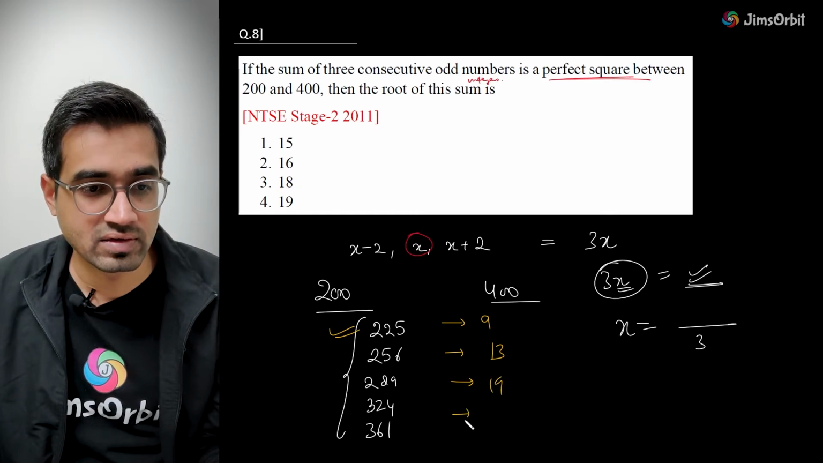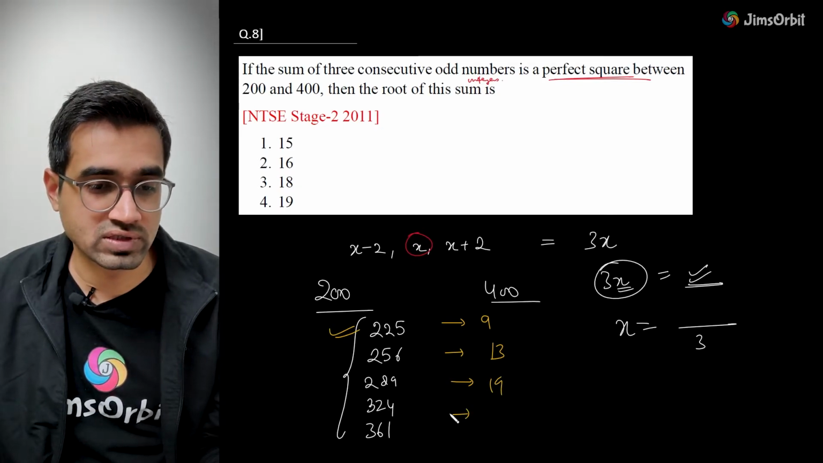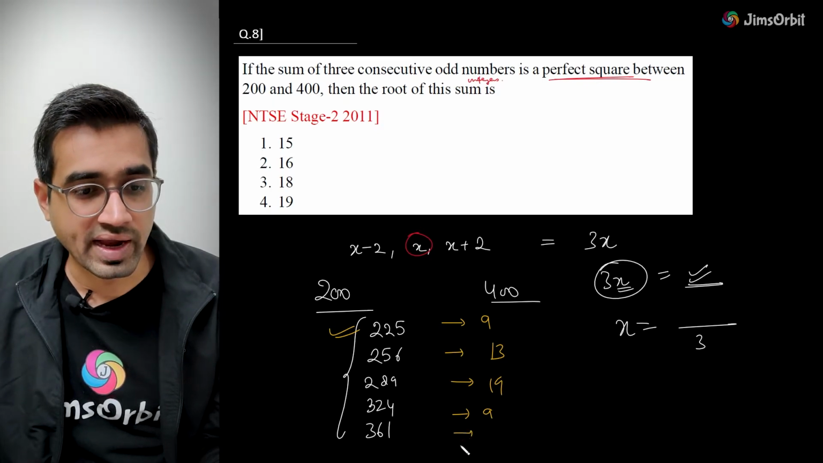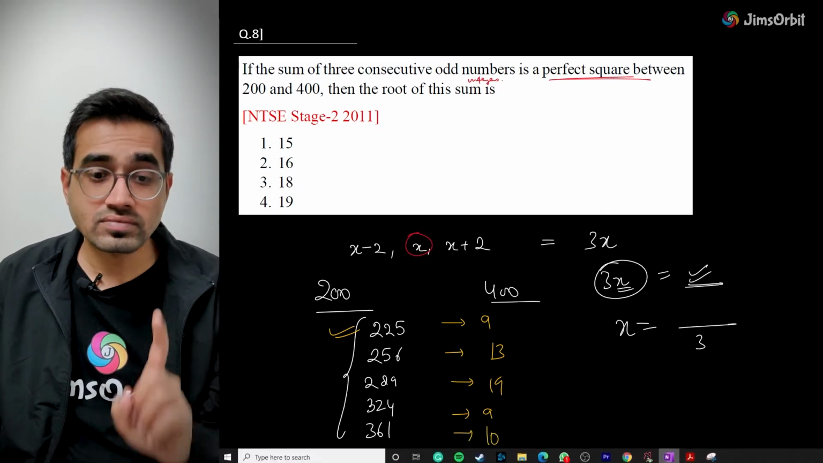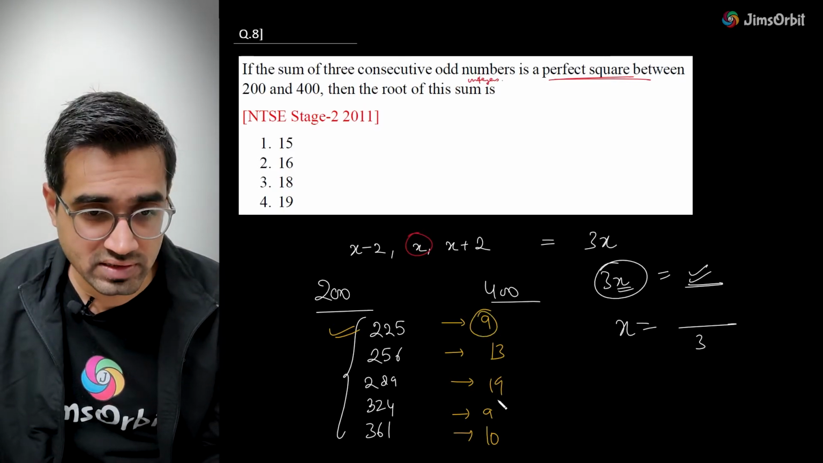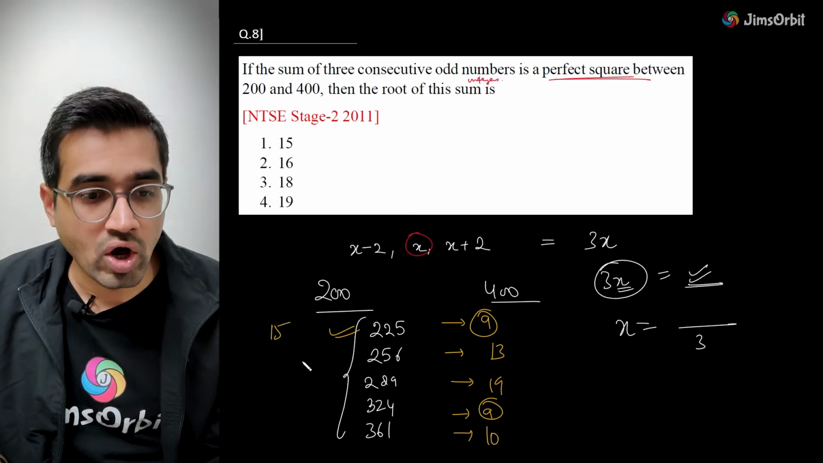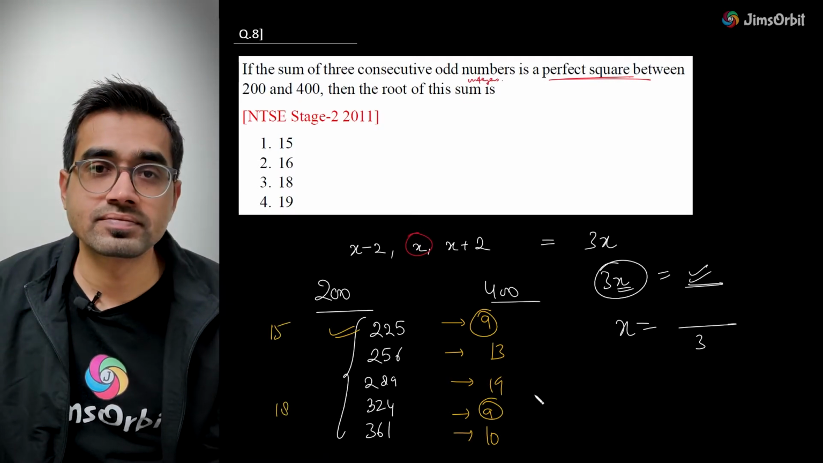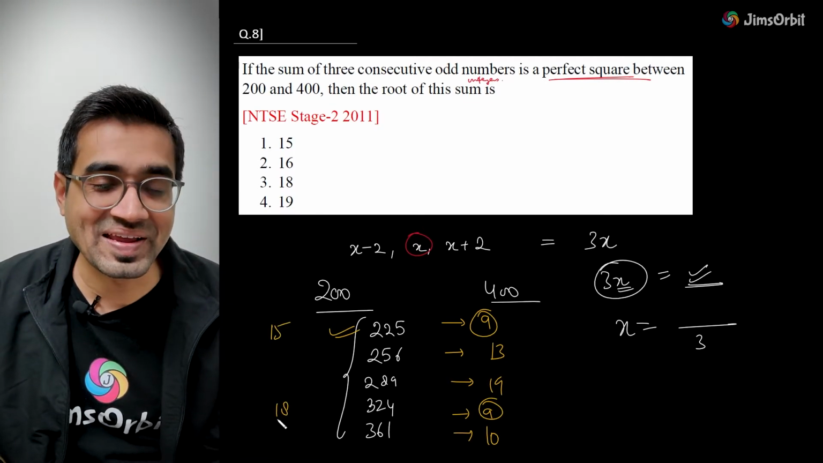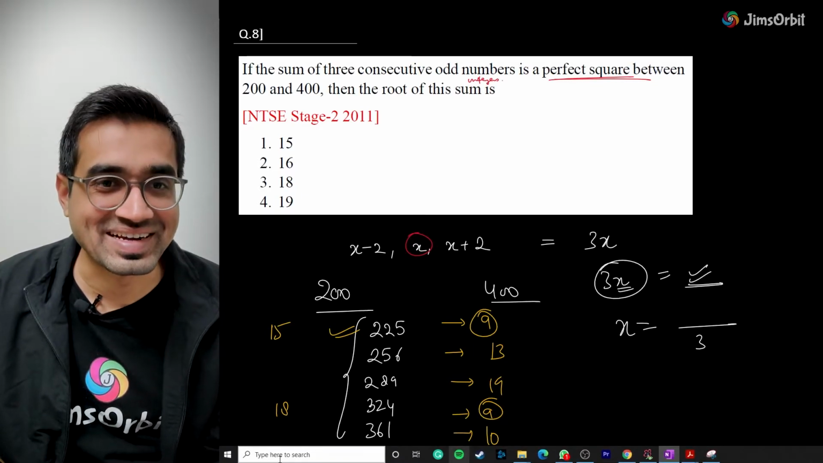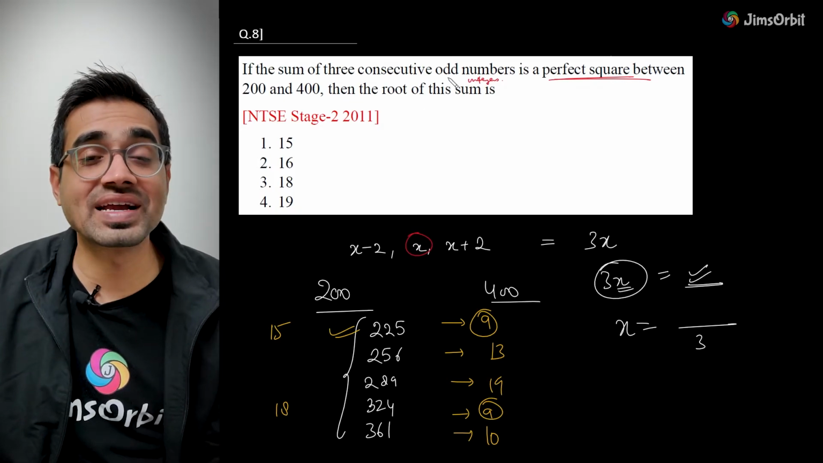This is 19. This is 6, 4, 2, 6, 3, 9. 324 is there. Okay, and this is 10. So I've got 2 nines. So the answer can be 15 or the answer can be 18. But 18 is not an odd number. Correct. It is a perfect square with 3 consecutive odd numbers.